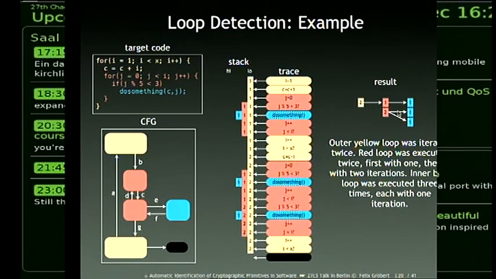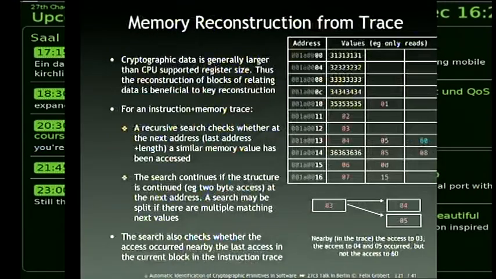Besides the loop detection and basic block generation, we also want to detect values in memory. To do that, we use a memory reconstruction algorithm, which is needed because cryptographic values are usually larger than the register size in modern CPUs. So you have to find out where the keys are located.